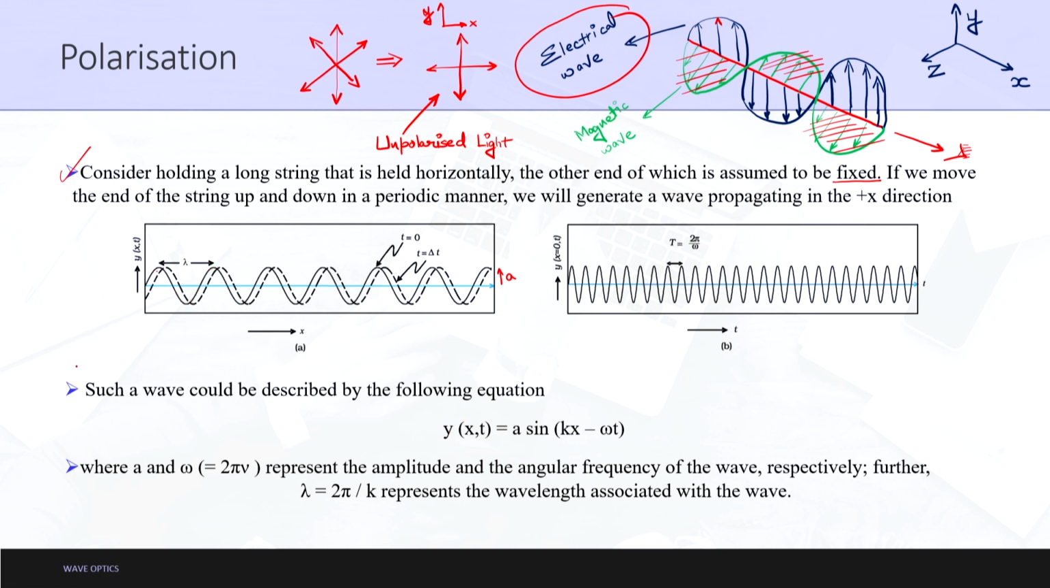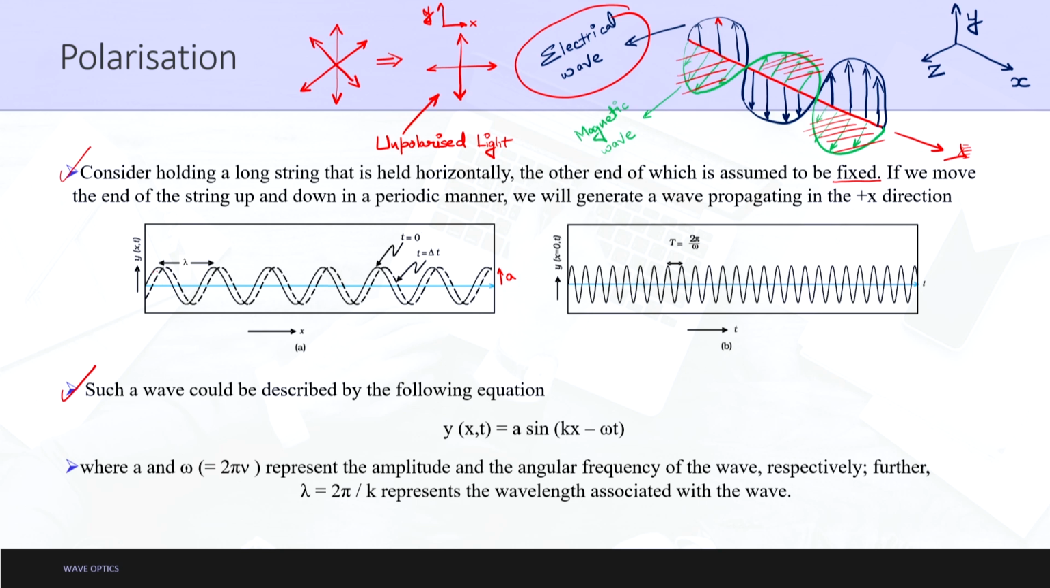Such a wave can be described by the following equation, so a sinusoidal wave can be understood. Here A and omega represent the amplitude, and I explained that A is the amplitude. Omega is nothing but 2 pi nu, where nu is the frequency, so omega is the angular frequency of the wave. Further we know that lambda equal to 2 pi by k represents the wavelength associated with the wave.